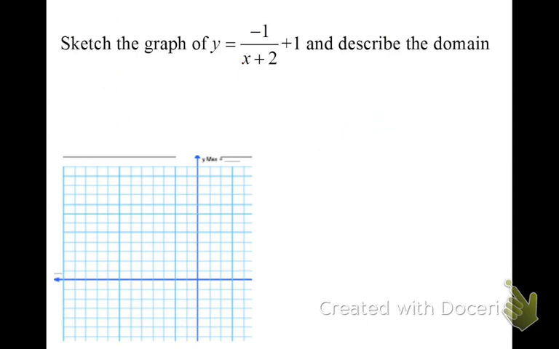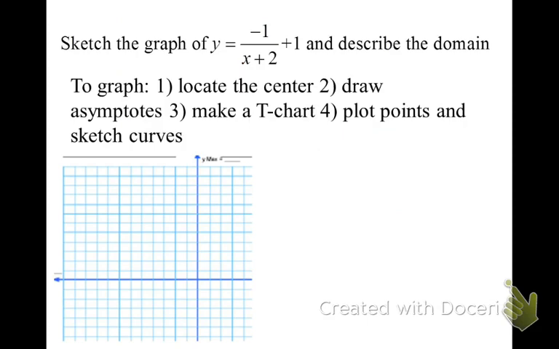So here's the first of the problems that we're going to graph. It's already in a great form for us. This is in the form y equals a over x minus h, plus k, and we're asked to graph and describe the domain. So the first step to graphing is to find the center. The second step is going to be to put the asymptotes in, and then we're going to plot some points. So the center in this case is negative 2 comma 1.